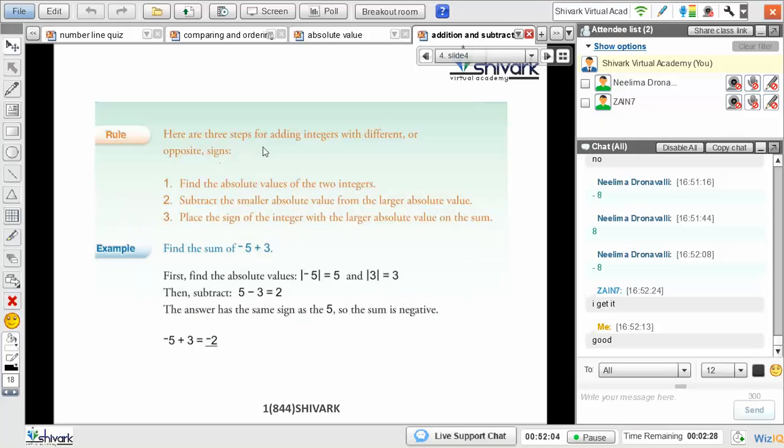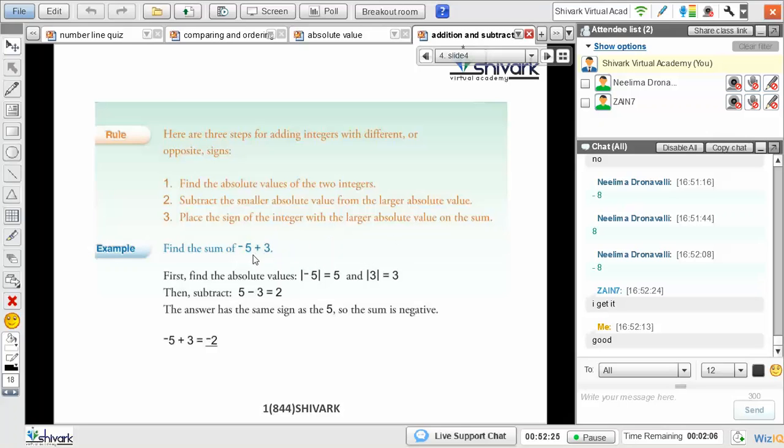Now what happens when we have integers with different or opposite signs? We find the absolute value of the two integers. We subtract the smaller absolute value from the larger absolute value, and we place the sign of the integer with the larger absolute value on the sum.